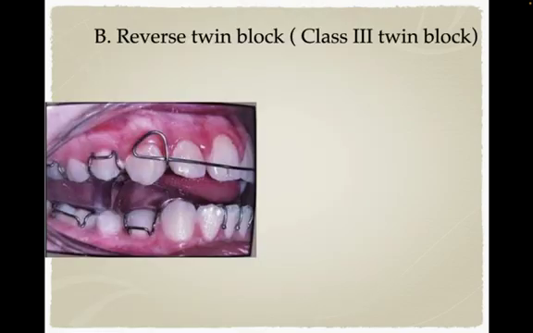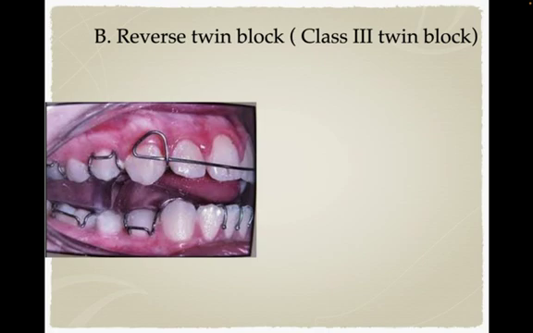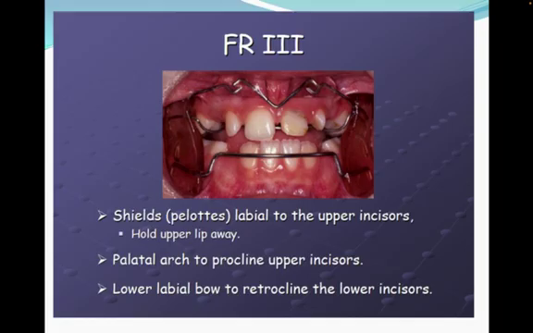So we'll go now, as if chin cup is not working, what about reverse twin block appliance? You can see in this photograph that's a twin block used for a class 2, in which the mandible is postured forward, while this one is the reverse twin block, where the mandible is positioned posteriorly. Now you just need to know that positioning the mandible posteriorly is not an easy job, because we have the retrodiscal tissue, which is highly innervated and can cause pain for the patient.